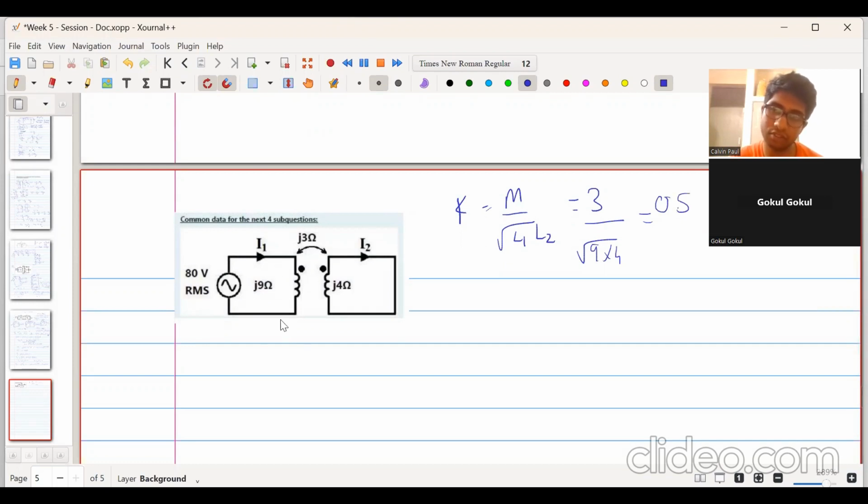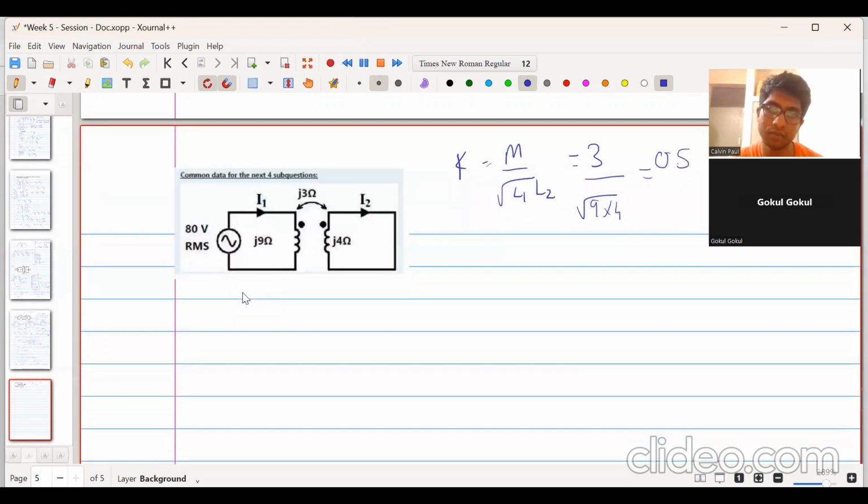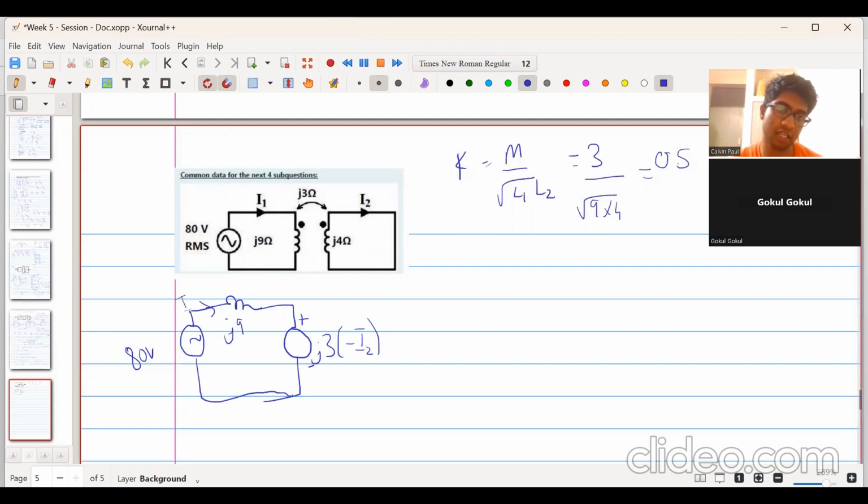Next, we will draw the equivalent circuit as we always do. This 80-volt voltage source will remain the same. This is the j9 over here, and this will be the dot. We give the positive at the top, negative down. j into 3. Now here I2 is flowing out, so this will be minus I2. So this completes the first circuit, I1.